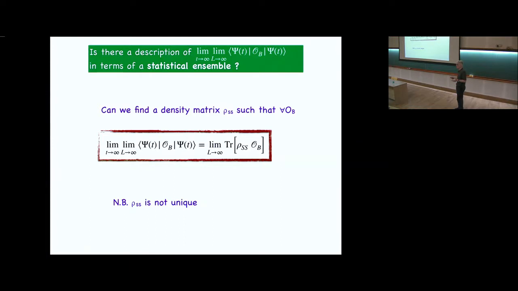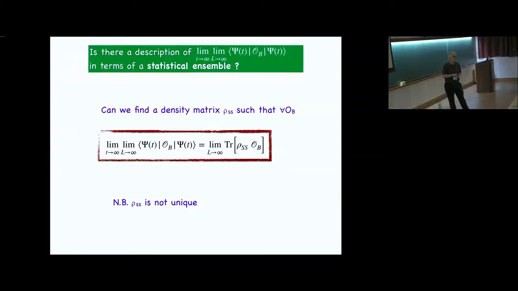Now, an important point, we'll come back to that quite a few times, is that this description of the steady state by some statistical ensemble is not unique. But this is not surprising, because in quantum statistical mechanics there is a microcanonical ensemble, a canonical ensemble, a grand canonical ensemble, and they're all equivalent. Something very analogous will happen here. Are there any further questions about this?